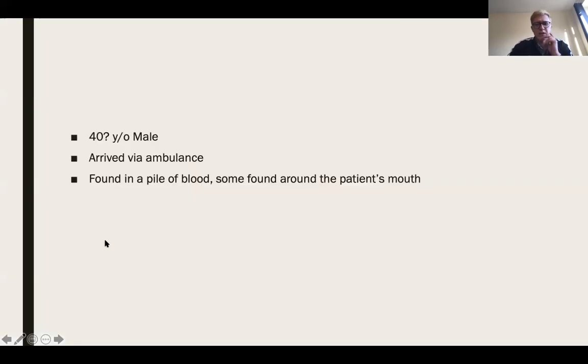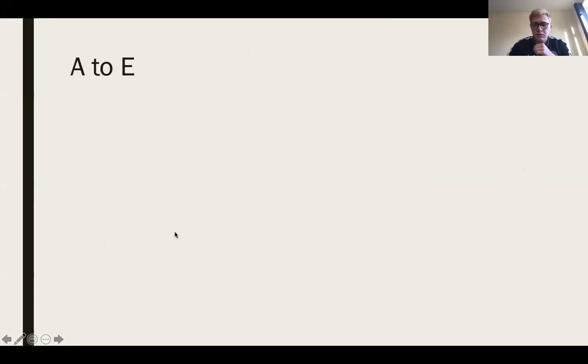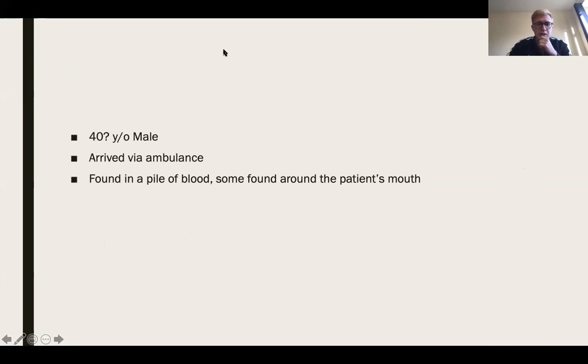Cool. So let's start with the case, shall we? So make sure we're all in the chat. So a 40-year-old male who's arrived by ambulance. He's found in a pile of blood. Some is found around his mouth. Got to keep admitting people to the chat. Okay. Oh dear. So he's found in a pile of blood with some around his mouth.